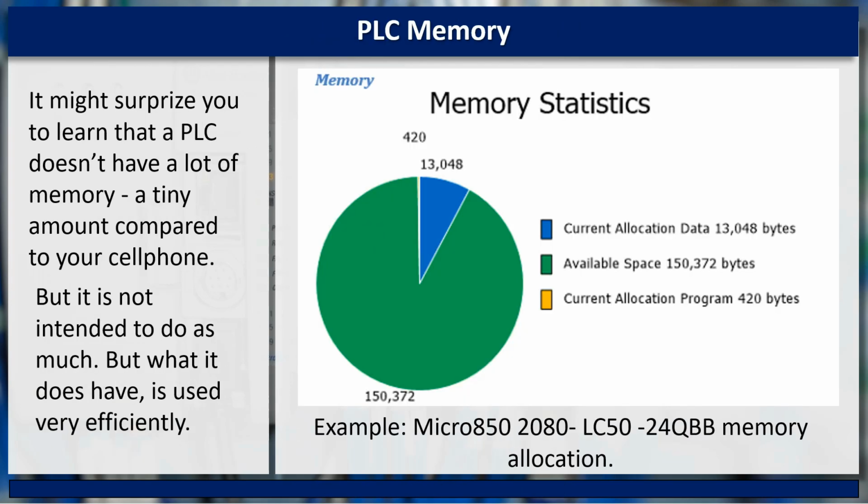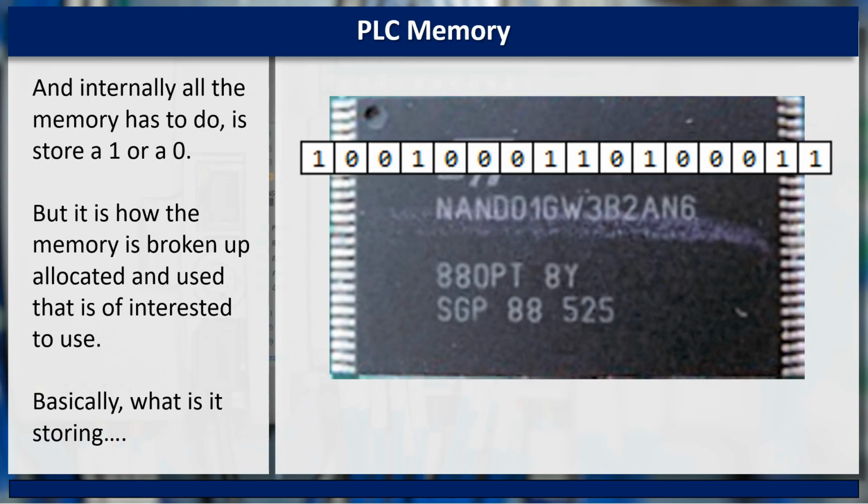It might surprise you to learn that a PLC doesn't have a lot of memory, a tiny amount compared to your cell phone. But it is not intended to do as much. But what it does have is used very efficiently. And internally, all the memory has to do is store a 1 or a 0. But it is how the memory is broken up and allocated and used that is of interest to us. Basically, what is it storing?